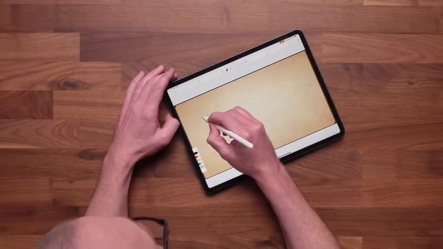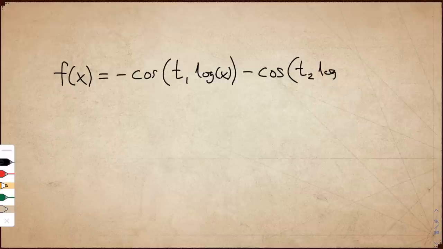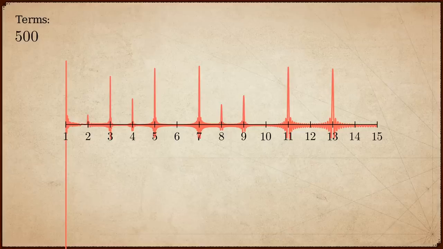Recall that we used the spectrum of the Riemann zeta function, T1, T2, T3, to form these cosine waves. F of x equals minus cosine of T1 log x, minus cosine of T2 log x, and so on. With lots of terms in the sum, we obtained these spikes at prime numbers together with smaller spikes at the other prime powers. Now, let's do the same thing for the other L functions.